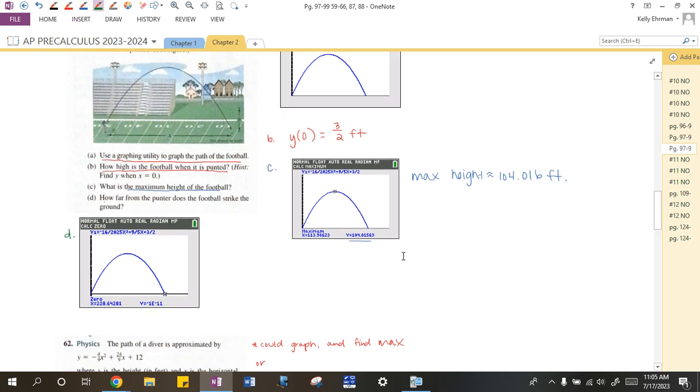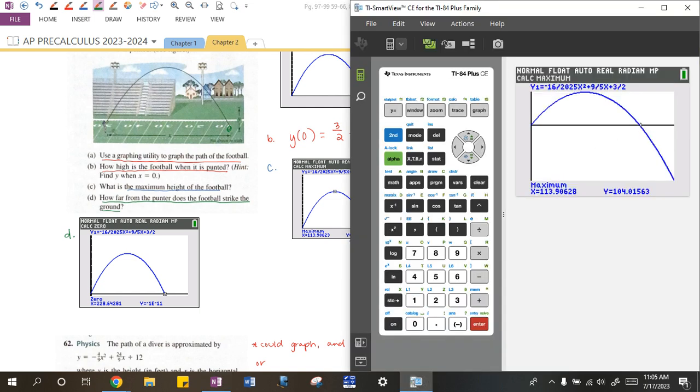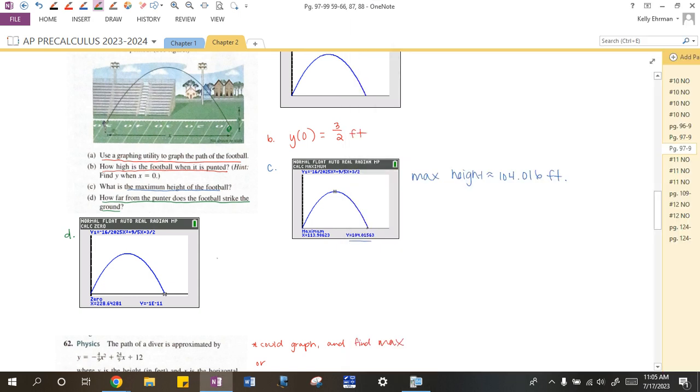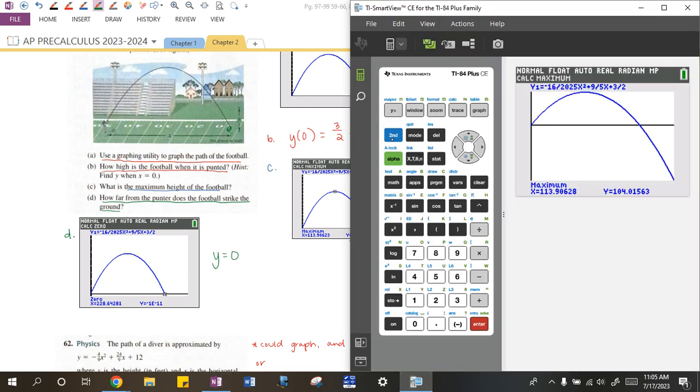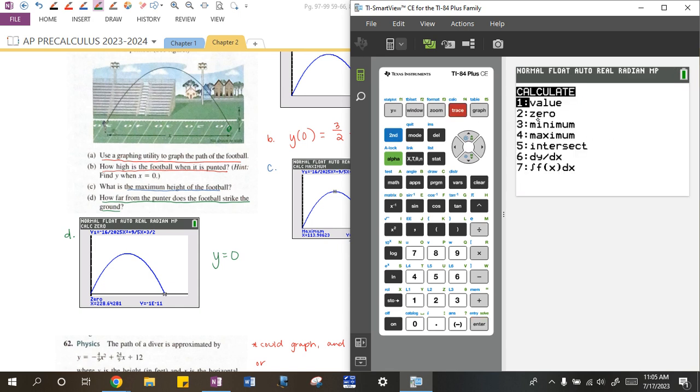Part D says, how far from the punter does the football strike the ground? So here, or on my graph here, where does the football hit the ground? That's asking you to find the 0. When is y equal to 0? Now, you could do quadratic formula. You've got a calculator, you could do quadratic formula. But if you've got the thing graphed already, it's much faster to say, find the 0. So second trace, find a 0.